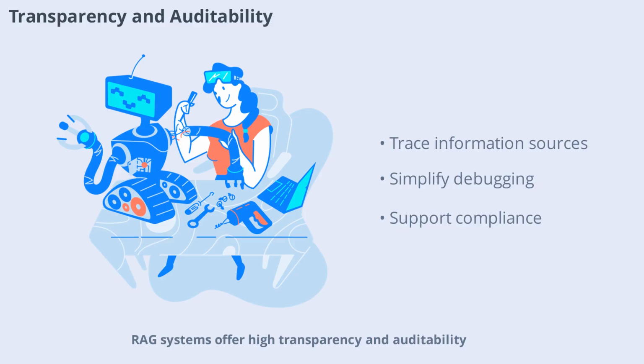RAG systems offer high transparency and auditability. Because retrieved documents in context are explicitly included in prompts, it's easy to trace where information comes from. This makes it simpler to debug issues, explain answers, and comply with regulatory requirements, key factors for enterprise adoption.